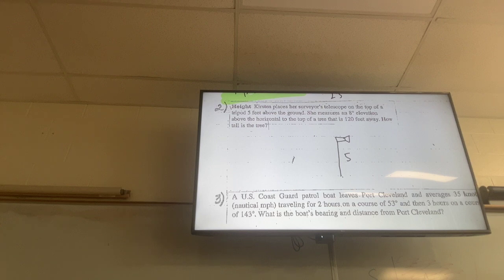This is a little different, actually. So here's what's going on. We're still going to have a right triangle. They're trying to figure out the height of the tree. So here's the tree, X. I'll actually draw a little tree here.